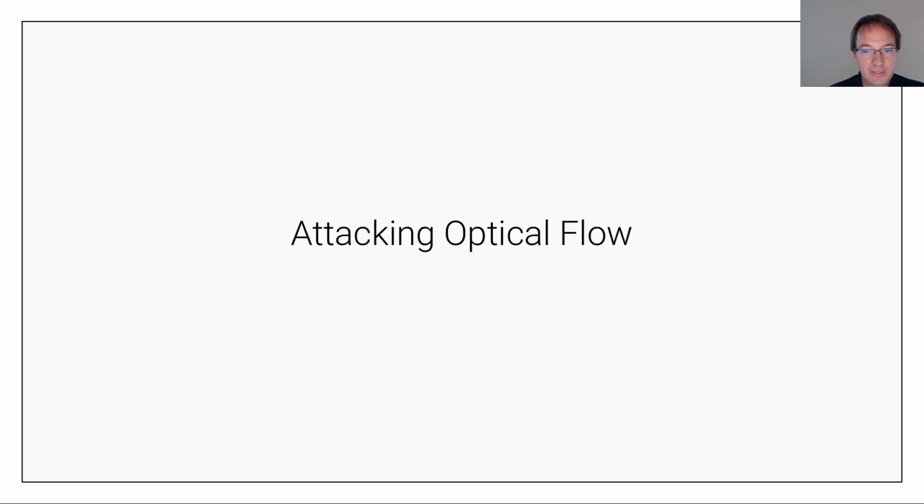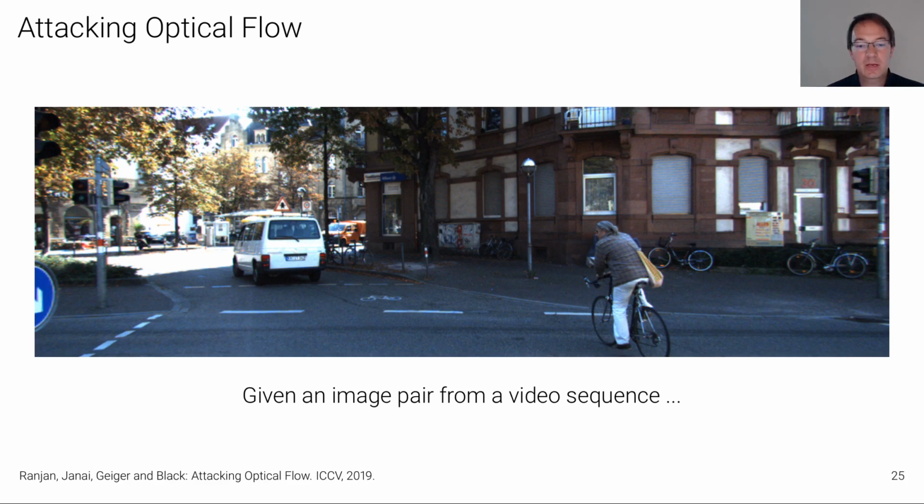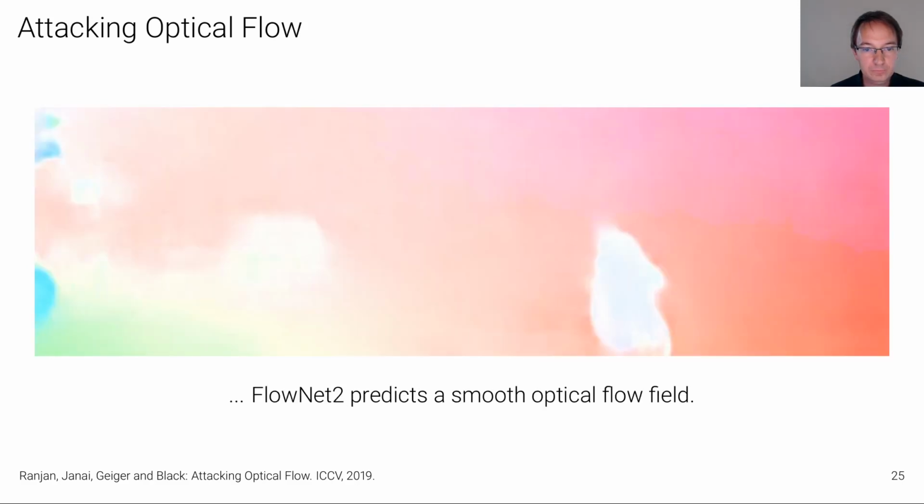So how can we attack optical flow algorithms? The idea is very simple. Given an image pair from a video sequence, here I'm toggling between the first and the second frame of that pair, FlowNet2 predicts a smooth and reasonable optical flow field, as the one I show here.